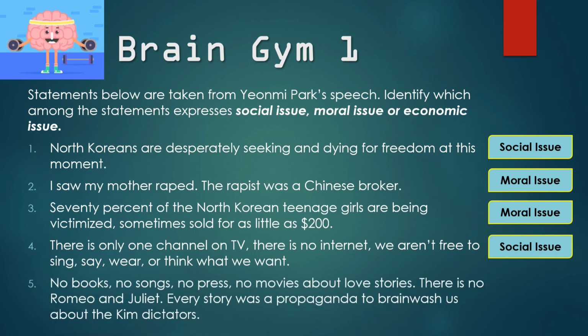And for the last item, no books, no songs, no press, no movies about love stories. There is no Romeo and Juliet. Every story was a propaganda to brainwash us about the Kim dictators. Is it a social issue, a moral issue, or an economic issue? Great! Now you have figured it out. The correct answer is social issue.